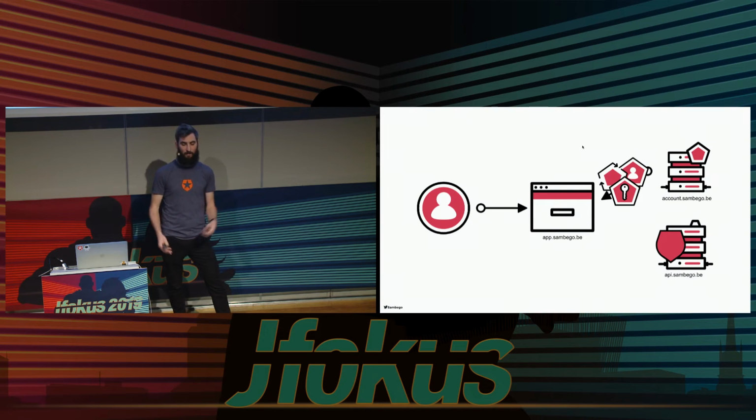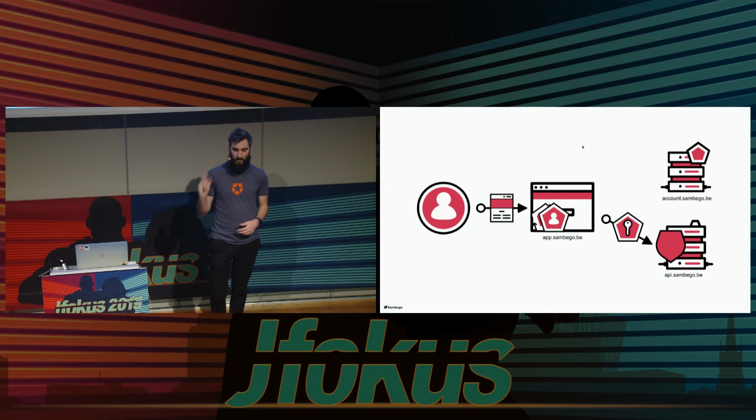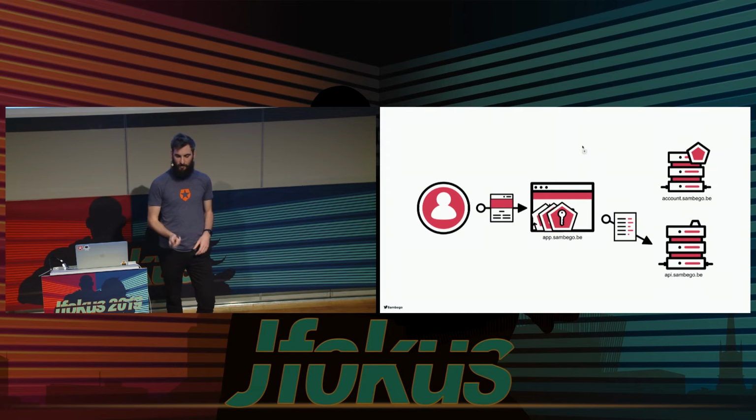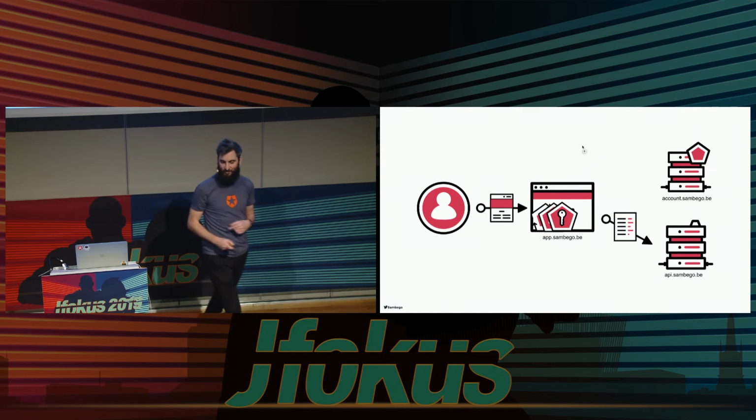So you get back 3 tokens, and then you pass along this access token every time you want to access a protected resource. And then you get data back. The arrow is in the wrong direction.